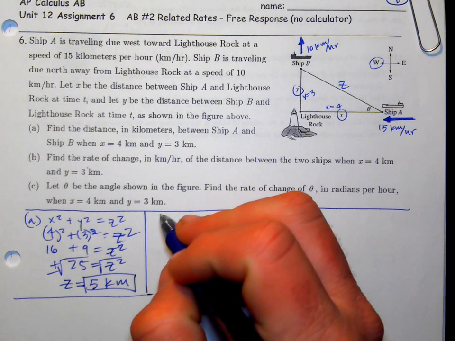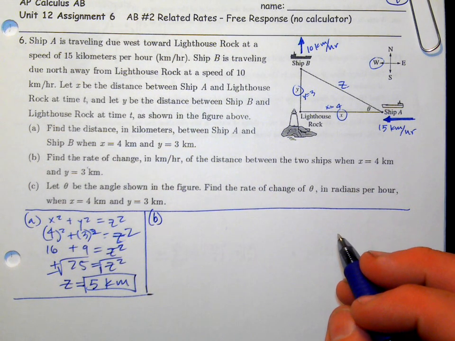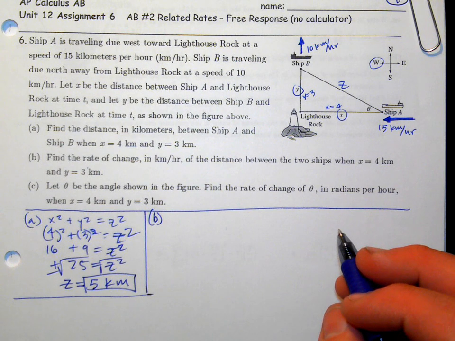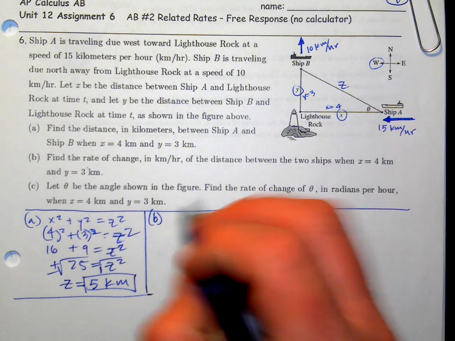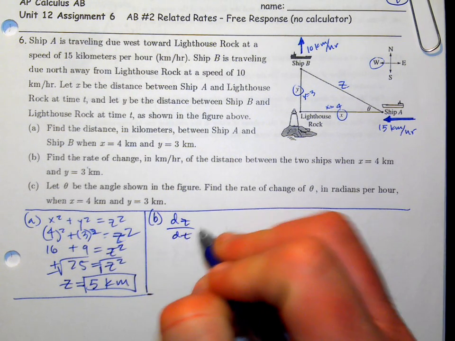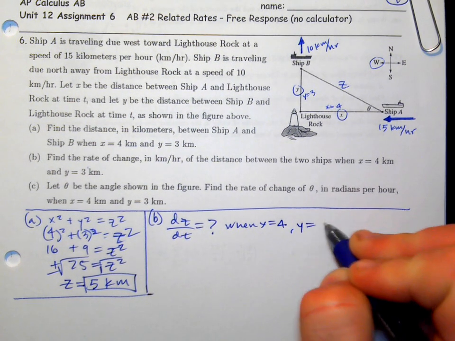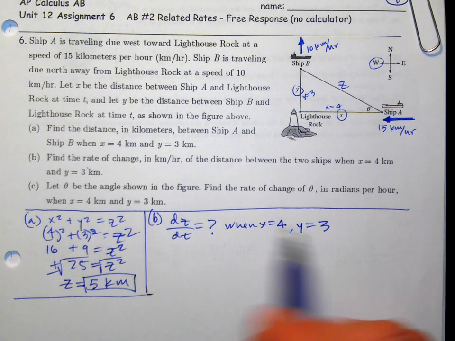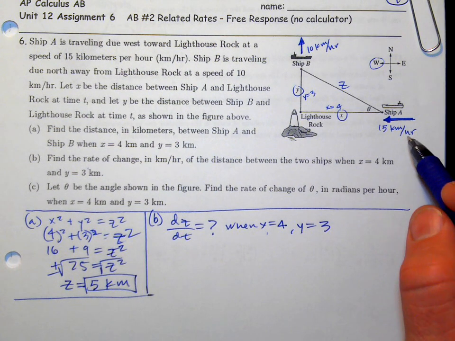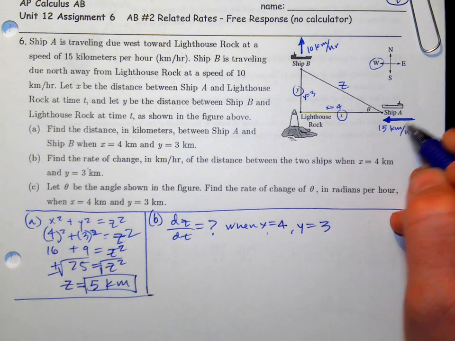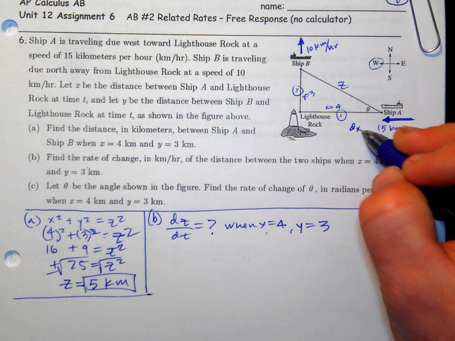So B, find the rate of change in kilometers per hour of the distance between the two ships when x equals 4 and y equals 3. So rate of change of the distance between the ships. According to the variable I've chosen and written in my picture, we're looking for dz/dt when x equals 4 and y equals 3. So we need a relationship between z and x and y. By the way, we have some rates here, so now might be a good time to figure out, well, what are those rates? When the ship is moving, x is also changing by the same amount. So this is dx/dt.